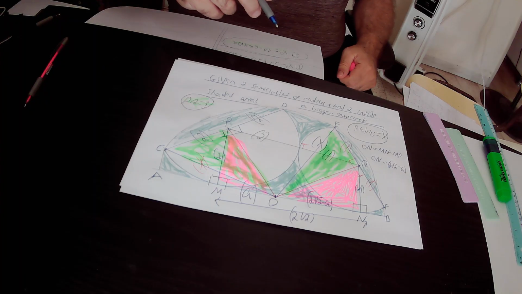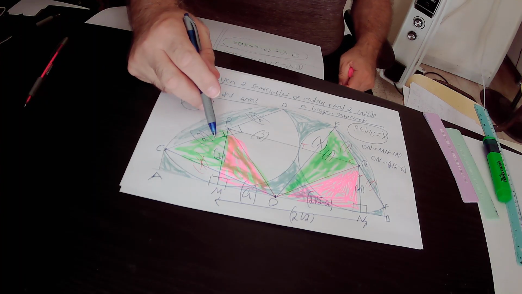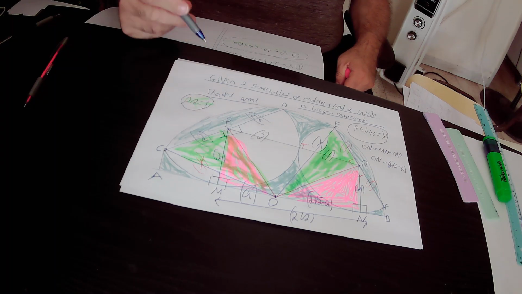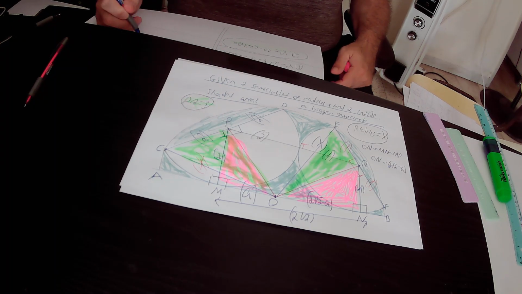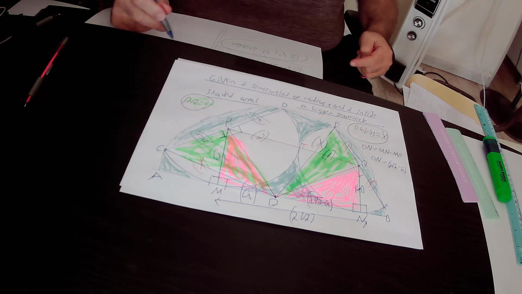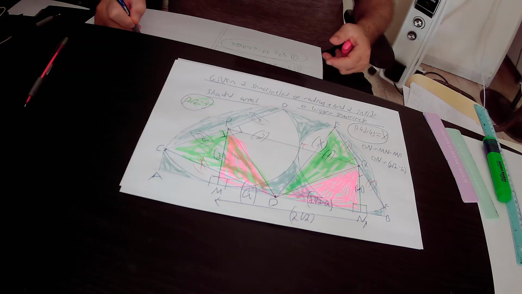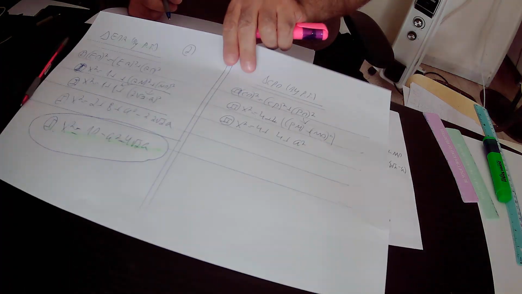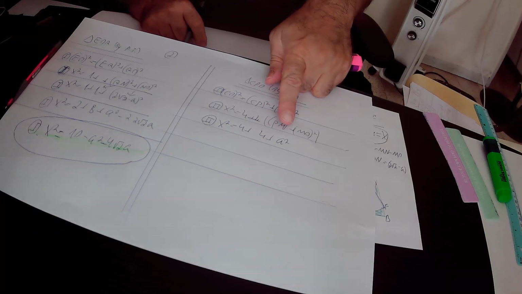plus PM squared. PM is 2, therefore PM squared is 2 squared, that is 4, plus MO squared. MO is 8, therefore MO squared is 8 squared. So in total, according to equation 3, according to equation 2, we found out that x squared equals 4 plus a squared.